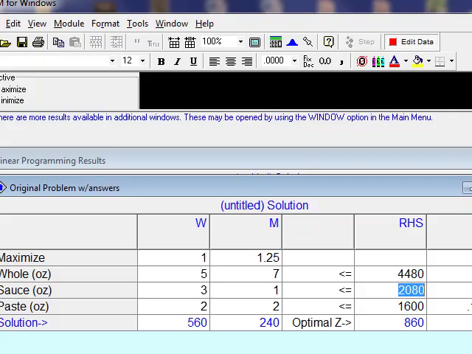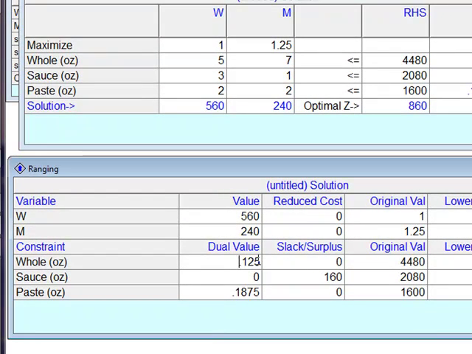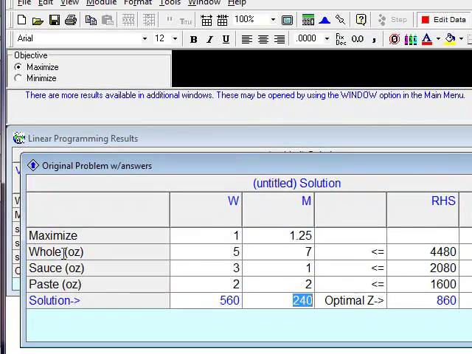Now let's relate that to the dual values. If I run out of a resource like the whole tomato and the tomato paste, then it makes sense that, assuming I would have more of it, my objective function and my solution could be better. So with making 560 jars and 240 jars, I would use up all of the whole tomato and all of the paste. So let's look at the whole tomato.